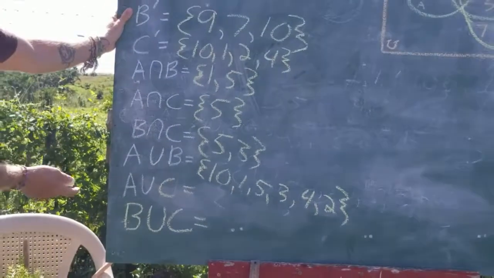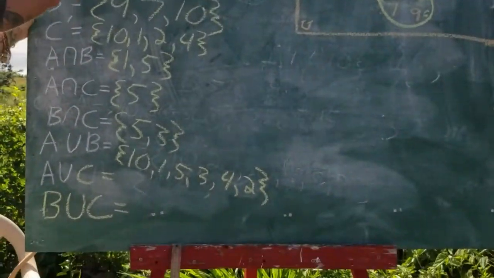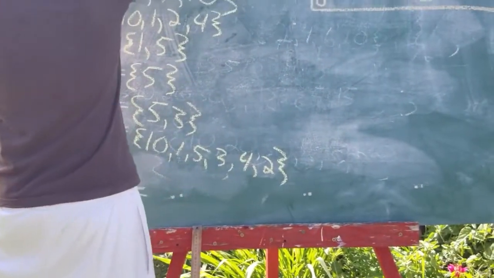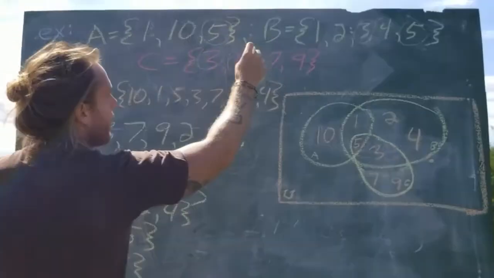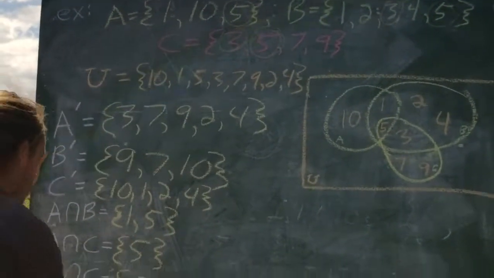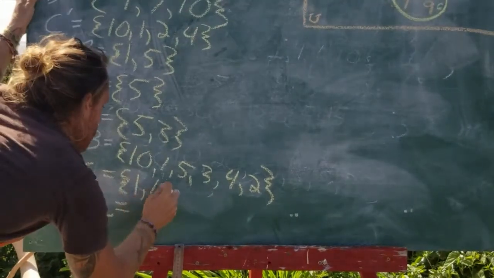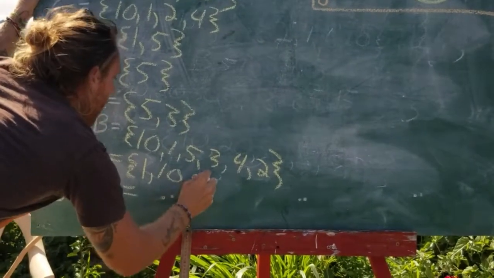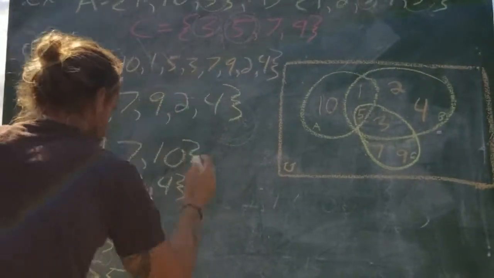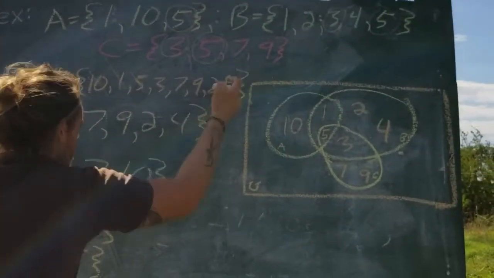Let's look at the union now of A and C. And this time, let's start up here. So all the elements in A or the elements in C. So we have all the elements in A, 1, 10, 5. All the elements in C as well, 3, 5, we already got, 7, and 9.